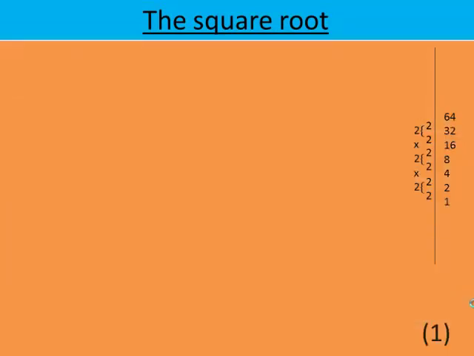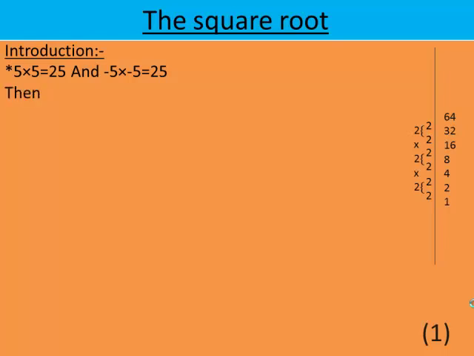To understand the meaning of the square root, you know that 5 by 5 equals 25, and negative 5 by negative 5 equals 25 also. Then we can say that the square root of 25 is positive or negative 5. Now, the square root of 25 equals 5, and the negative square root equals negative 5.